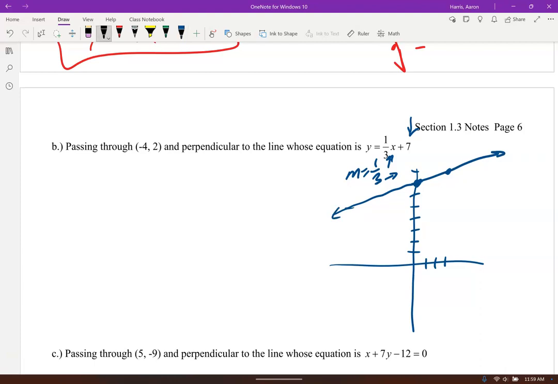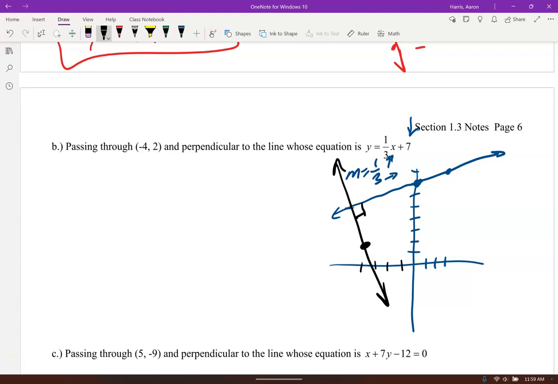I need an equation of, let's do a black line this time, that goes through negative 4, 2, but it's got to be perpendicular. I'm trying to come up with the equation of the line that goes through negative 4, 2, but it's perpendicular, right? So it goes through negative 4, 2 right there and perpendicular.